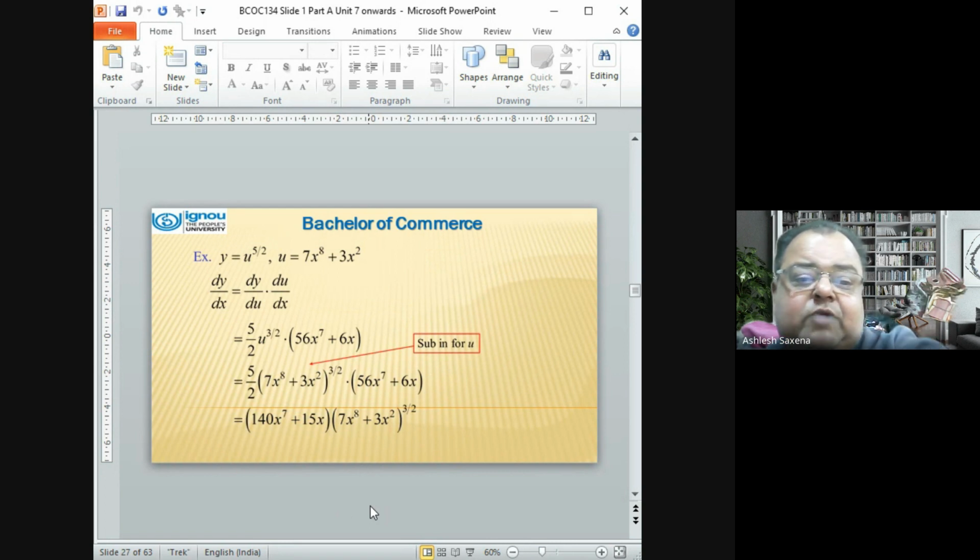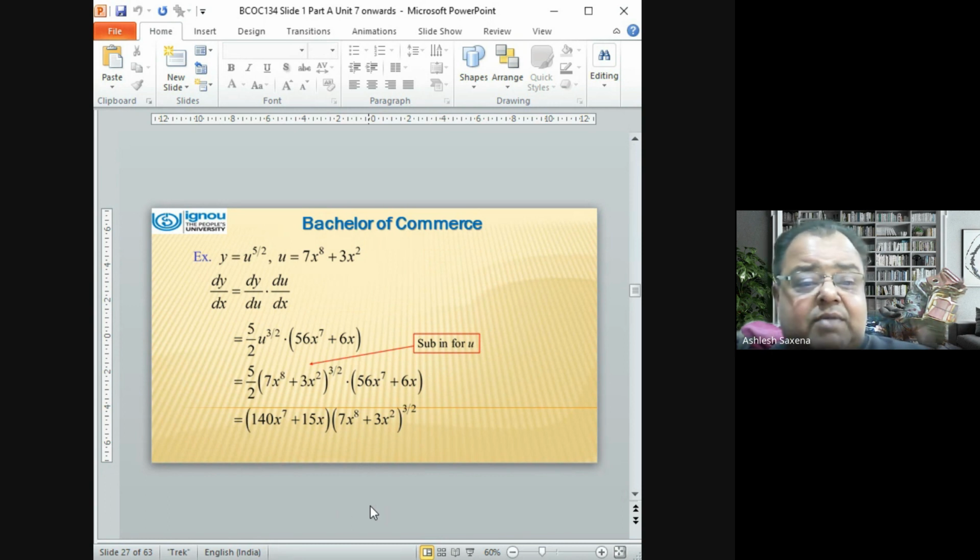Now see, there are two functions. y is equal to u^(5/2), and your u is 7x^8 plus 3x². Straight away, two things are there. But now I'm doing it directly. dy/dx is equal to dy/du into du/dx.